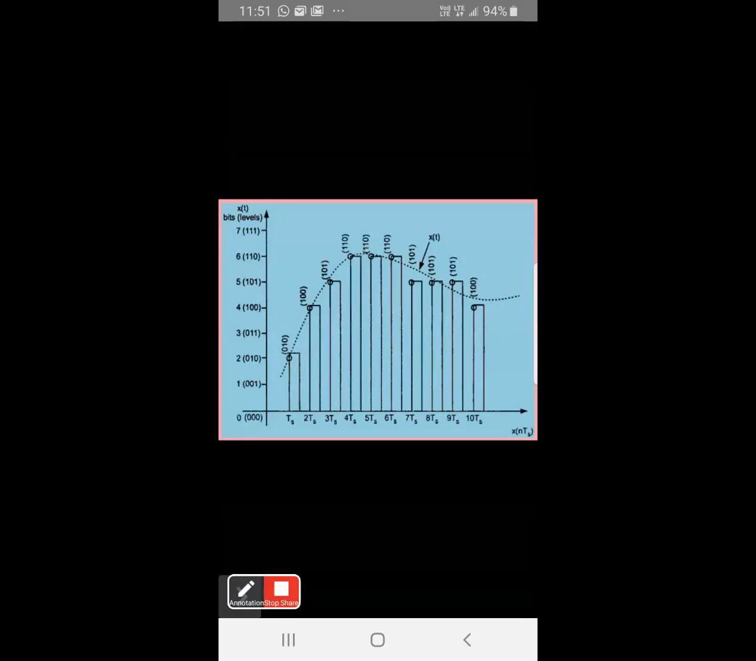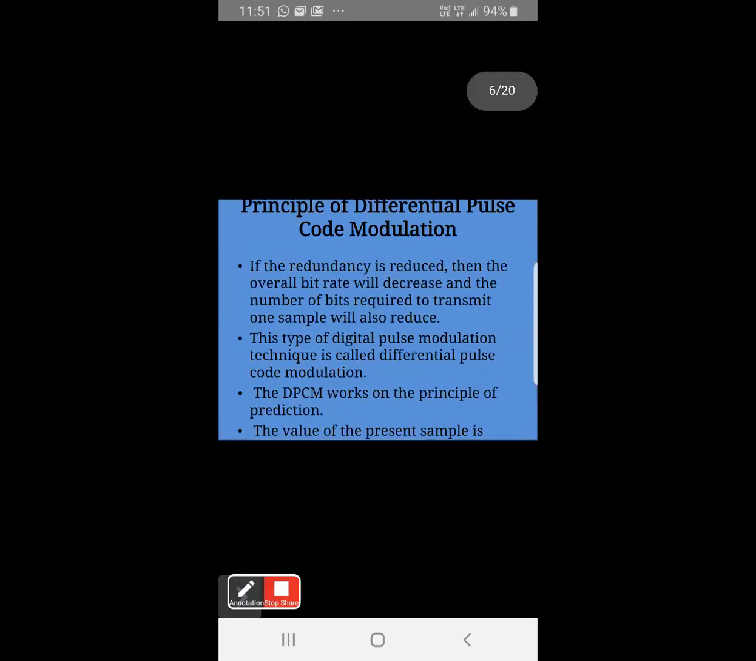And here, coming to the principle of differential pulse code modulation: if the redundancy is reduced, then the overall bit rate will decrease, and the number of bits required to transmit one sample will also be reduced. This type of digital pulse code modulation is called differential pulse code modulation.